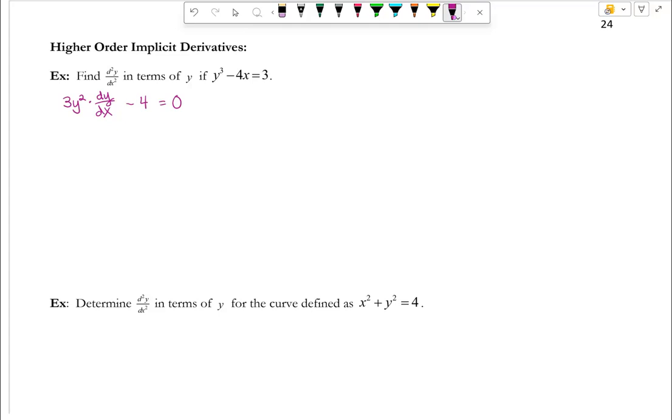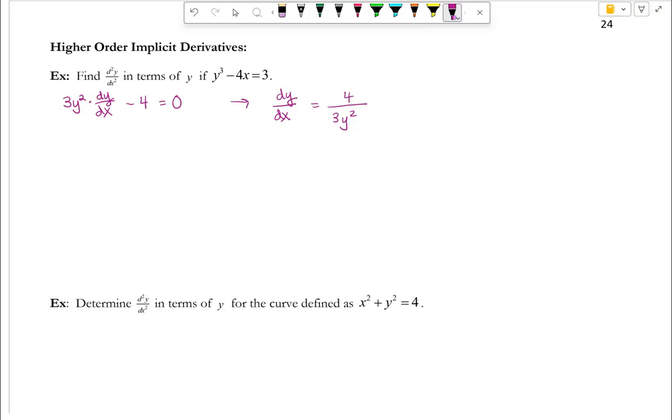So we could rewrite our derivative here if I wanted to. I could add 4 to the right-hand side and divide by 3y squared. In fact, we probably do want to do this, and say that dy/dx is equal to 4 divided by 3y squared. So again, we added 4 to both sides and divided by 3y squared. Okay, this first derivative wasn't terrible because we didn't have to use the product rule.